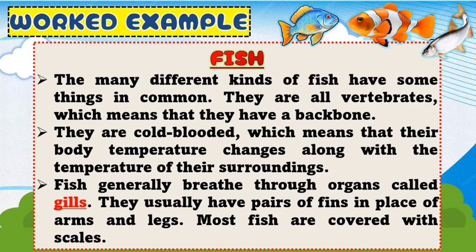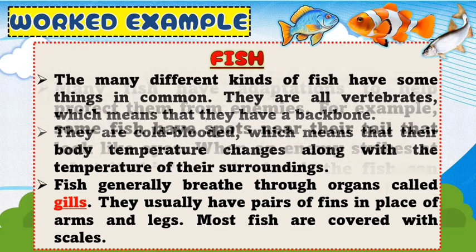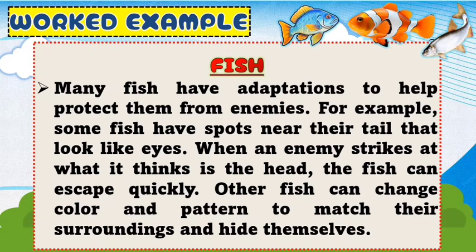Fish generally breathe through organs called gills. They usually have pairs of fins in place of arms and legs. Most fish are covered with scales. Many fish have adaptations to help protect them from enemies. For example, some fish have spots near their tail that look like eyes. When an enemy strikes at what it thinks is the head, the fish can escape quickly. Other fish can change color and pattern to match their surroundings and hide themselves.